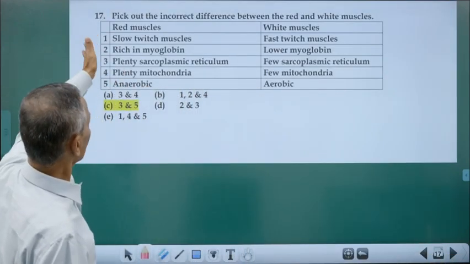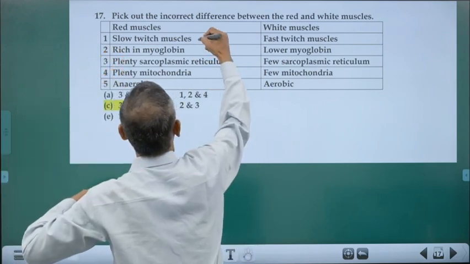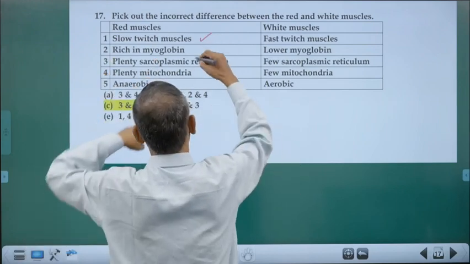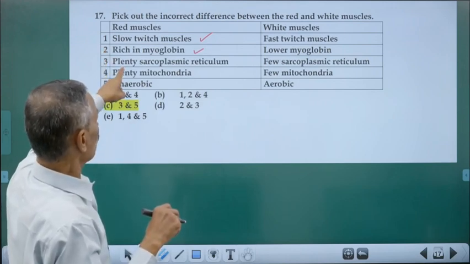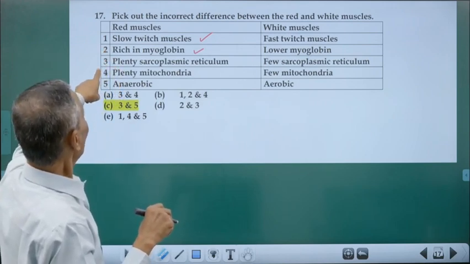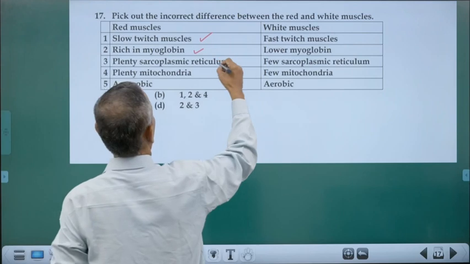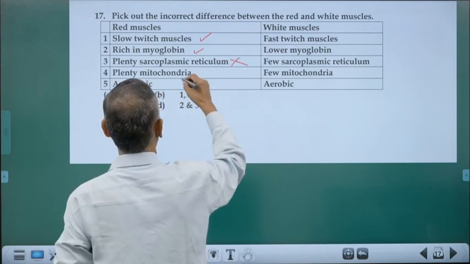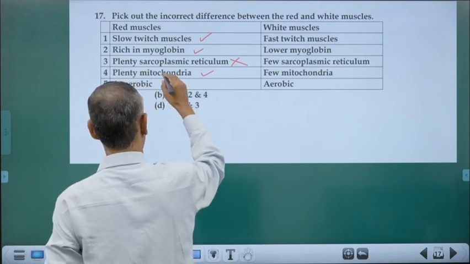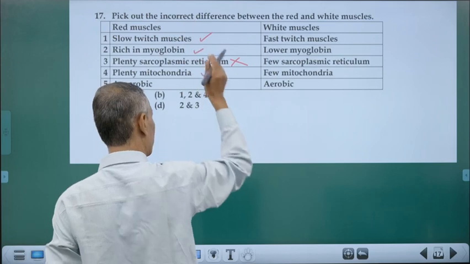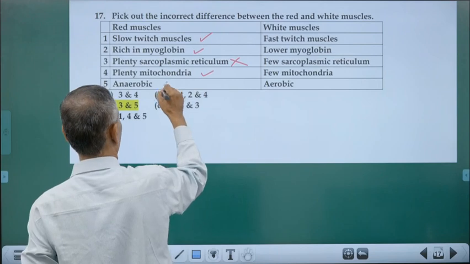Incorrect difference. Red muscles. They are slow twitch muscles. Correct. Rich in myoglobin, that's why they are all red in color. The pigment is abundant. Plenty of sarcoplasmic reticulum? See, they have abundant mitochondria and poor sarcoplasmic reticulum. So that is wrong. Plenty of mitochondria, that is correct. They are all aerobic. They have a large amount of pigment so they can store oxygen, and also plenty of mitochondria, so they are all aerobic.